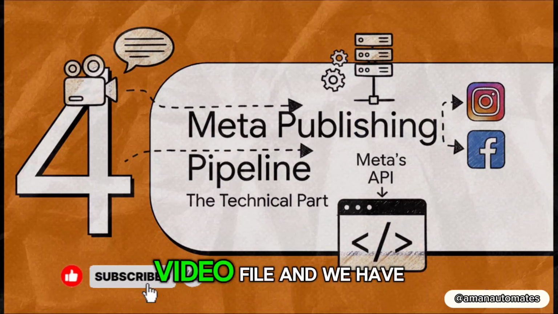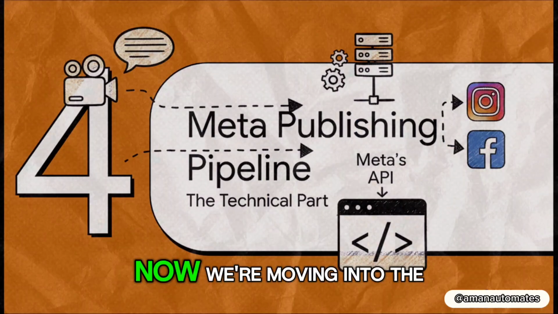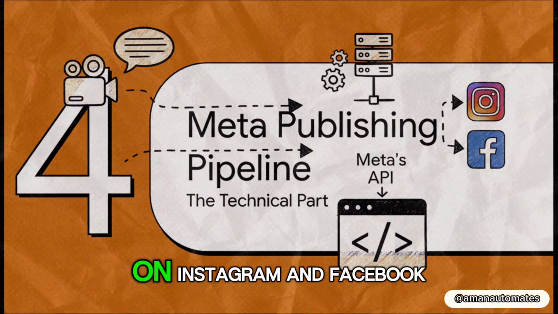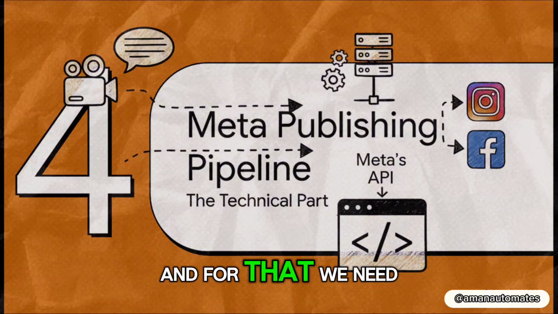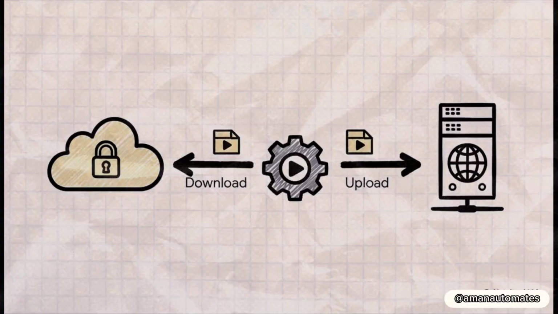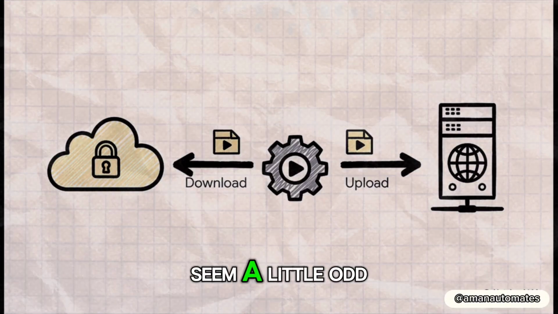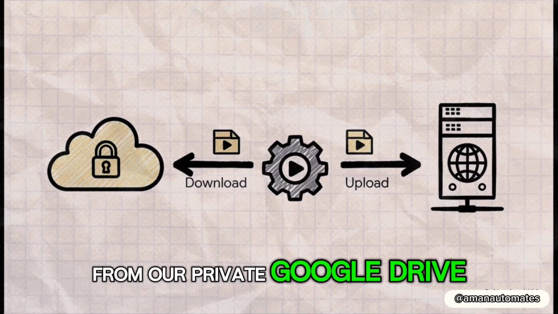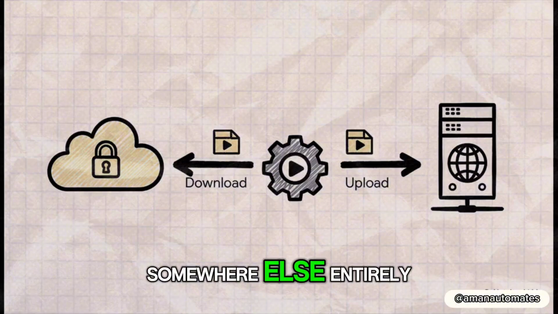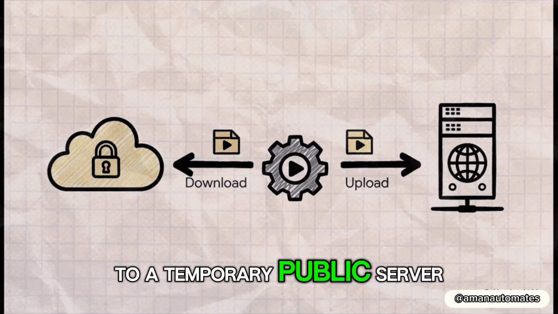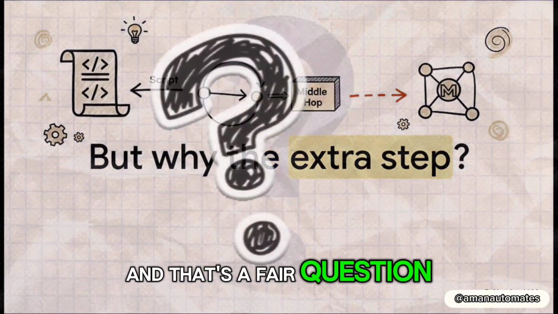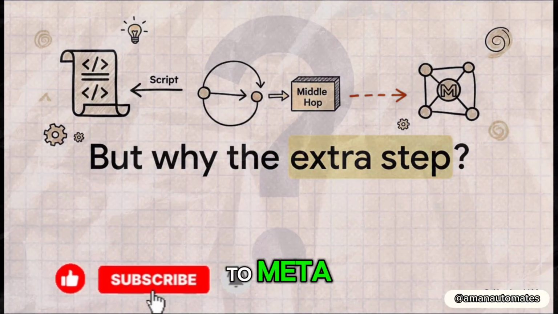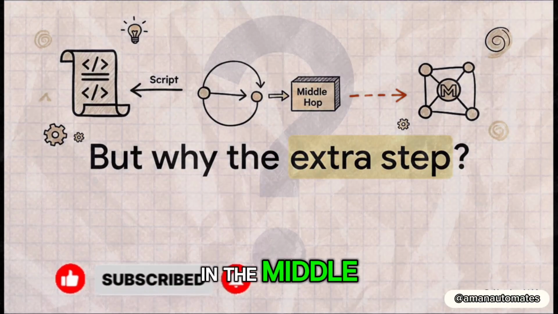Okay, so we've got our video file and we have our caption. Now we're moving into the most technical part of this whole journey, actually getting the content published on Instagram and Facebook. And for that, we need to talk to Meta's API. The first step here might seem a little odd. The script downloads the video from our private Google Drive, only to immediately upload it somewhere else entirely, to a temporary public server. And that's a fair question, right? Why not just send the file directly from the script to Meta? Why this extra little hop in the middle?